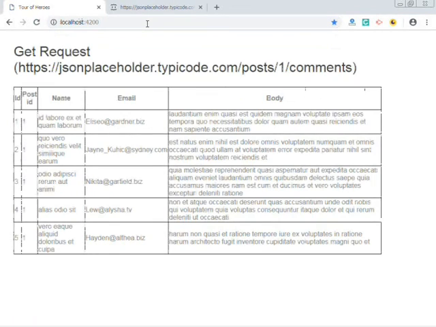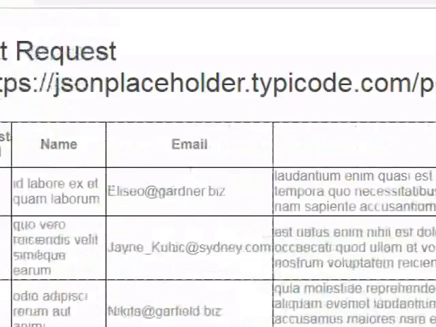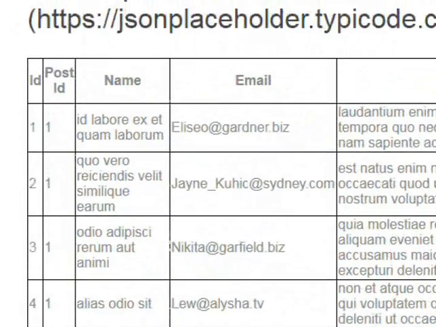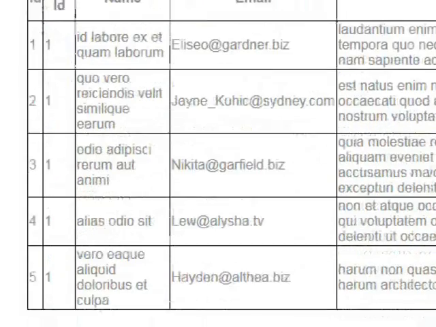So let's run this. So I'm displaying all the records from our get API. That is a simple get API without any parameters.